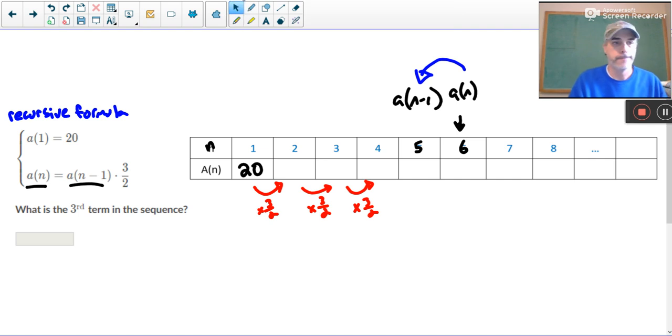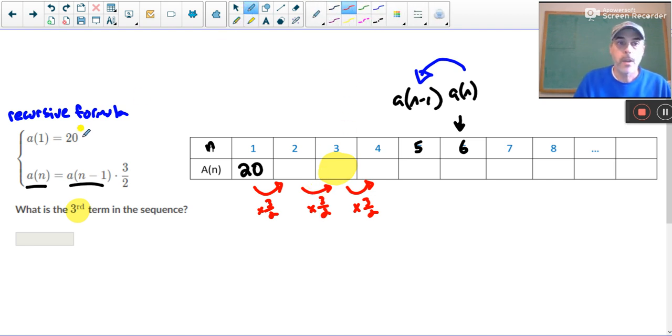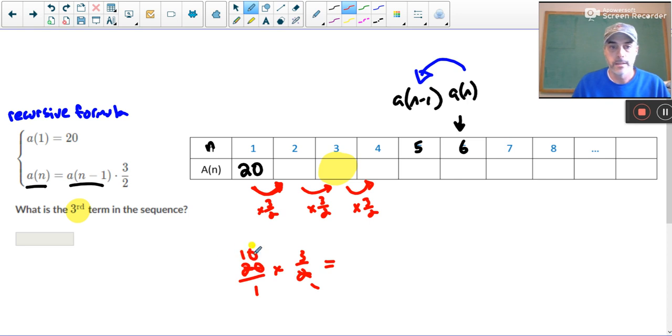Okay, so I'm looking at this Khan Academy. This one gave me a recursive geometric sequence, and it wants the third term. So it's basically asking me, what's that number right there? It gave me the first term, 20, and so what I'm actually going to do is multiply times 3 over 2. 20 times 3 over 2, I'm going to put this over 1. I'm going to cross simplify, and I'm going to get 30.